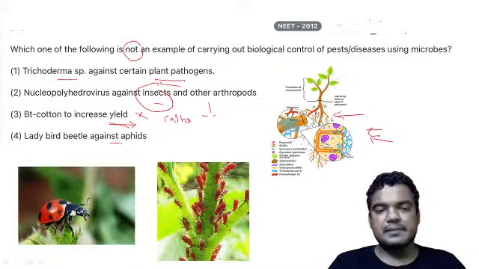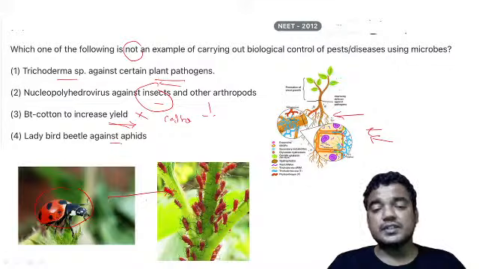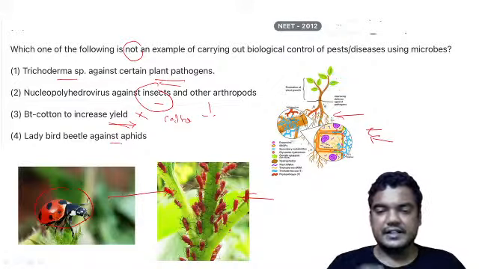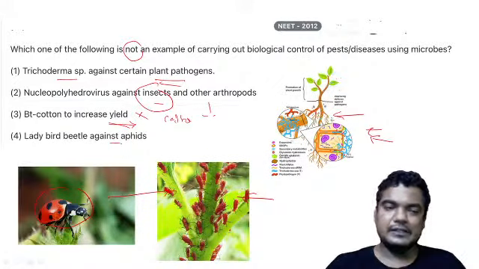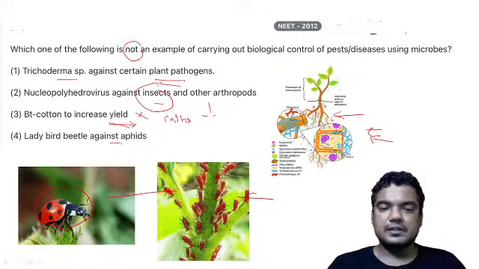The fourth one is ladybird beetle against aphids. You can see this one. These ladybird beetles kill these aphids. These aphids take the sap from the plant, and that damages the crop yielding. So these aphids are killed by this ladybird. So ladybird is here a biological control.